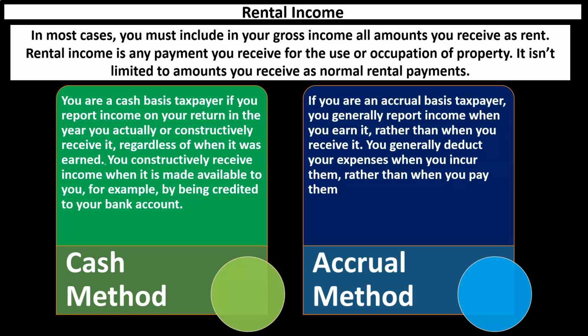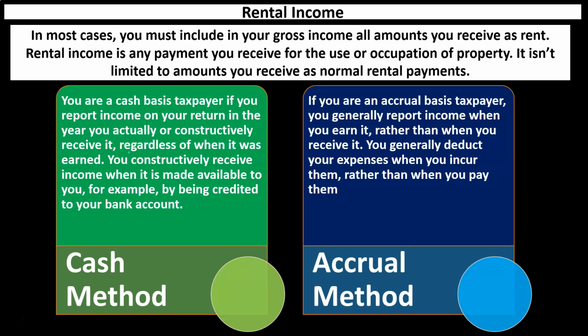So you constructively received income when it is made available to you, for example, by being credited to your bank account. Constructively, we talked a little bit about that before as well. So obviously if it's in your bank account, then you've constructively received it, and you typically cannot do things like keep the check in the mail so that you can say that you didn't get it until January of next year. Just because you didn't put it into the bank doesn't mean you haven't constructively received it.